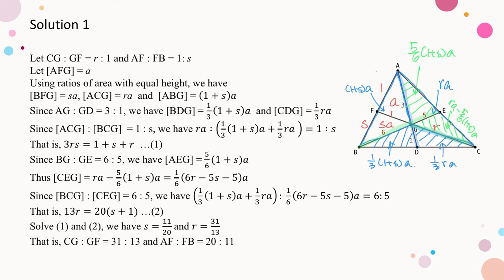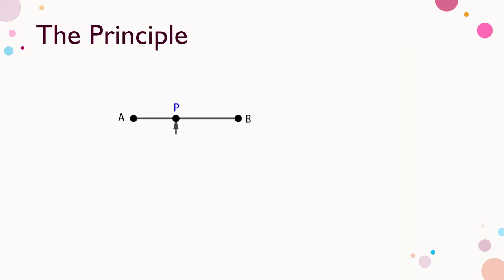We are going to develop other techniques which can solve this type of problems in a much quicker way. The idea of mass point starts with a simple physical principle. Consider a wand which is mass negligible. Two masses, MA and MB, are placed at the two ends A and B of the wand as shown.